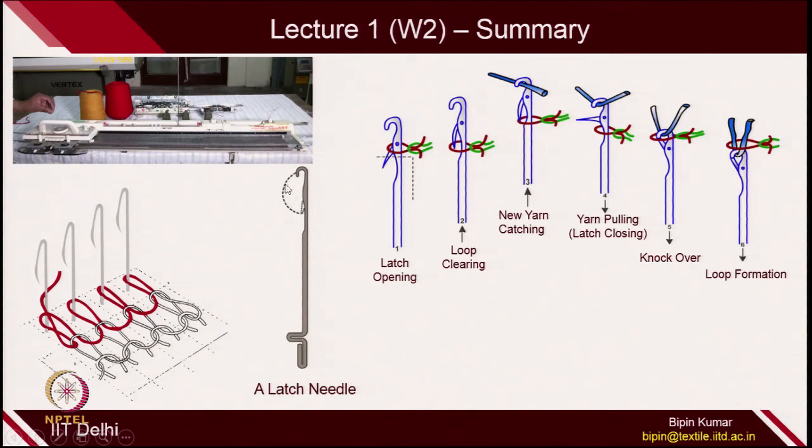So we have a brief understanding of how each part of the needle helps in loop formation. The most fundamental parts were the hook, latch and the butt. Now let's move to the next section.